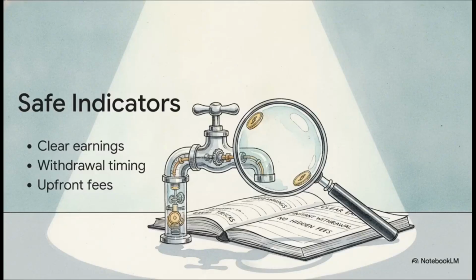So the crucial point is that a safe faucet operates entirely in the light. Transparency is your ultimate green flag here. A legitimate platform is going to clearly explain exactly how much you earn, it's going to state exactly when you can withdraw, and it will be completely upfront about any network fees. No hidden hurdles, no surprises.